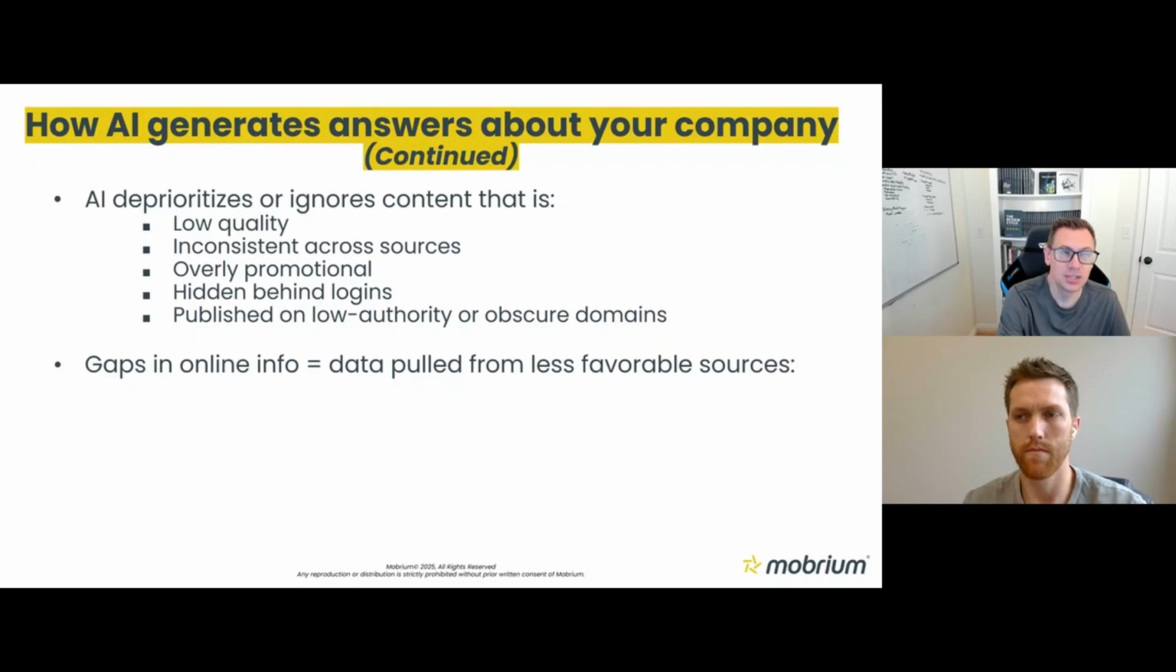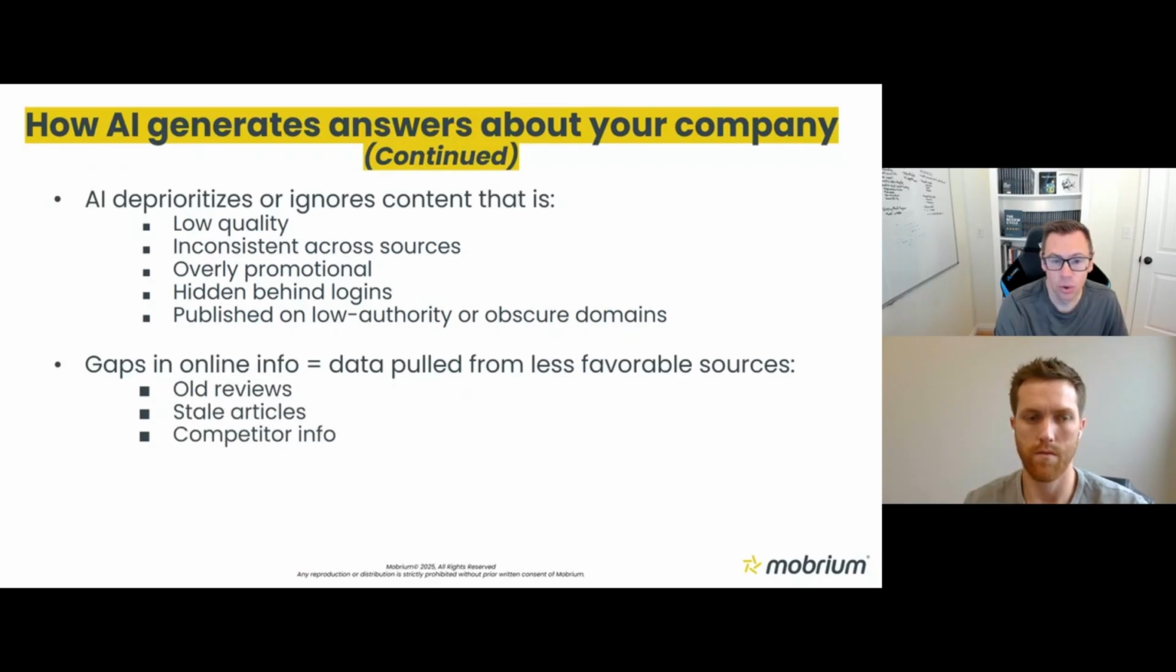For example, if you're paying to get press release syndication across lots of different news agencies, and it's sending you to some random local news agency in Minnesota that doesn't really have a lot of credibility compared to national news outlets. Now, if there are gaps in your online info, AI is going to grab info from other places.